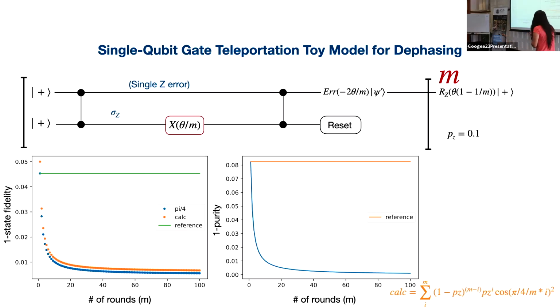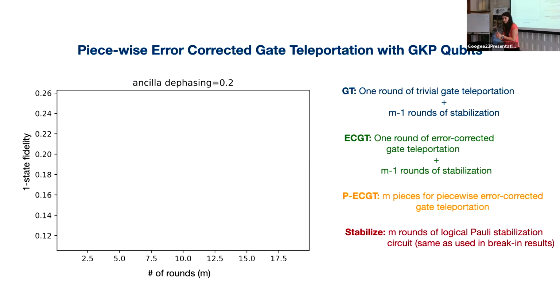Okay, now I'm going to show you how this works for the actual system. So on the x-axis, I plot 1 minus state fidelity for the GKP gate operation. And on the other axis, I have the number of rounds as I increase. So there will be a blue curve, which will show if I just did 1 round of trivial gate teleportation, the one with inverse and no logical identity. If I did this for 1 round, and for the m minus 1 rounds, I'm doing stabilization. So this is like the right thing to do to actually compare with what I'm doing here.